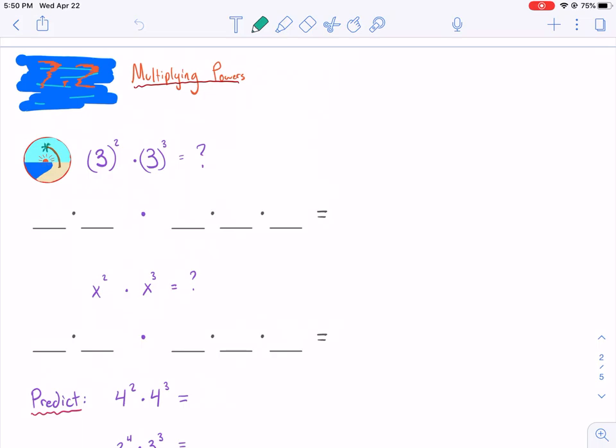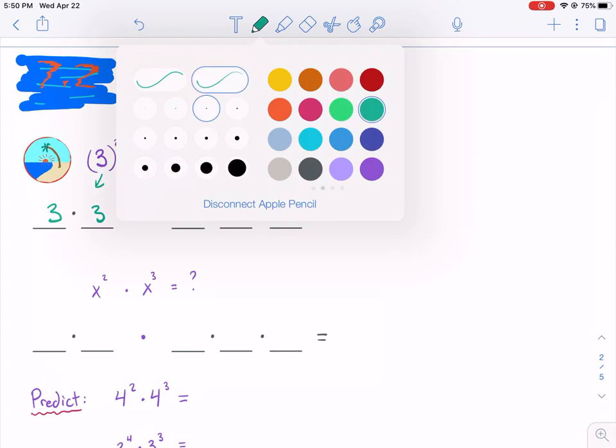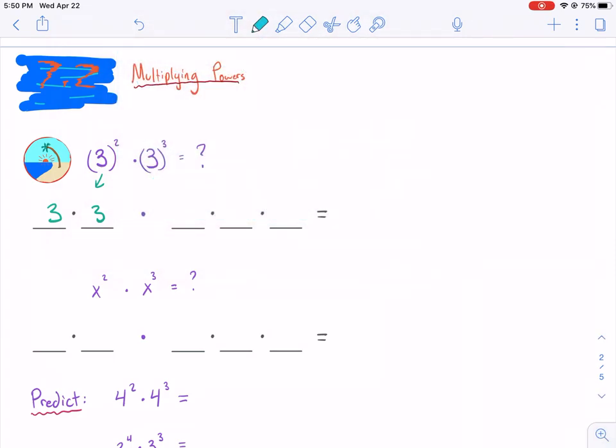First, let's identify 3 squared. What does this mean? Well, this means 3 times itself twice. The base is 3, so that's what we're multiplying. 2 is the exponent, or the power. That's how many times we're going to be multiplying by itself. So it's 3 times 3.